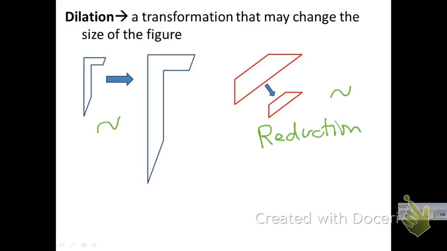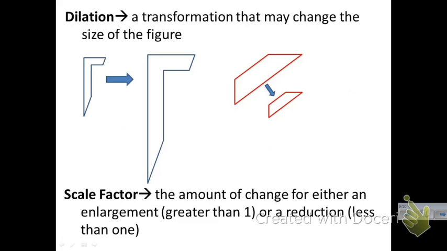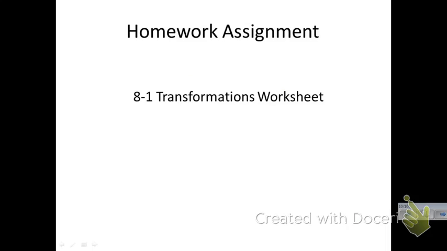In all of the previous transformations, our image is always congruent to the pre-image. On a dilation, they'll be similar. They can be congruent, but most likely they will be similar. And we have what's known as a scale factor. This is the amount of change for either an enlargement or reduction. If it's greater than 1, it's an enlargement. If it's less than 1, it's a reduction. And we'll spend more time on all of these. We'll probably spend a day on each of these transformations. So that should help you with your 8-1 transformation worksheet. Good luck.